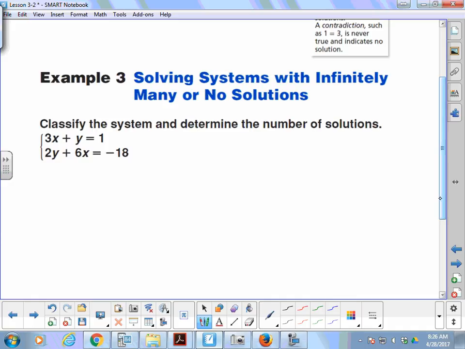All right, so let's take a look at this one here. We're going to go ahead and use elimination to do this. The first thing you need to do when you're working with elimination, if the variables are not written in the same order, is rewrite them so they're in the same order. We like x, then y. So the first one we have 3x plus y equals 1. We'll leave that one alone. The second one is 6x plus 2y equals negative 18. Just rewrite them so that your x's and your y's are in the same spot.